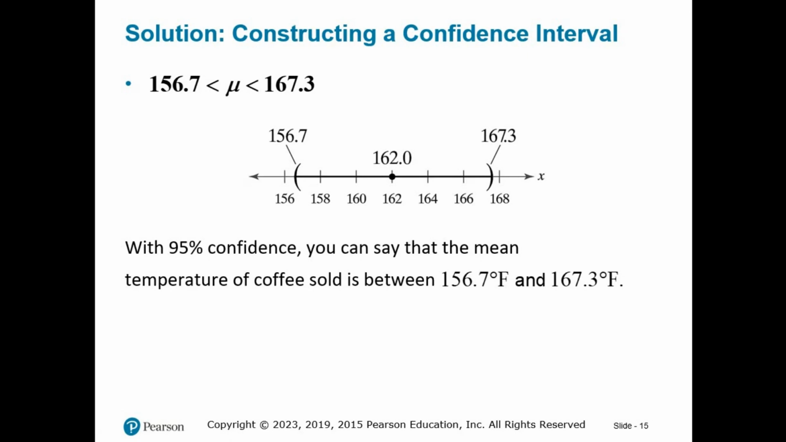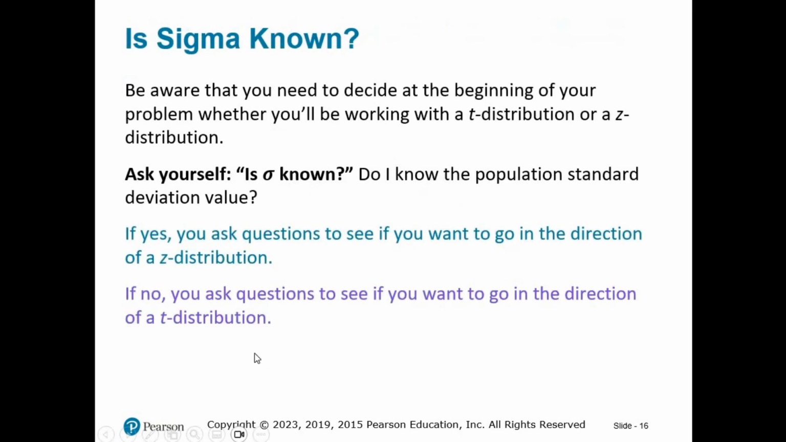Okay, now if you've been paying attention, you've already grasped this, but I want to point it out one more time just to make sure I'm reaching everybody. You need to make sure that for these types of problems, meaning confidence interval problems, you need to decide at the very beginning of your problem whether you'll be working with a t-distribution or a z-distribution. You need to ask yourself, is sigma known? Do I know the population standard deviation value?